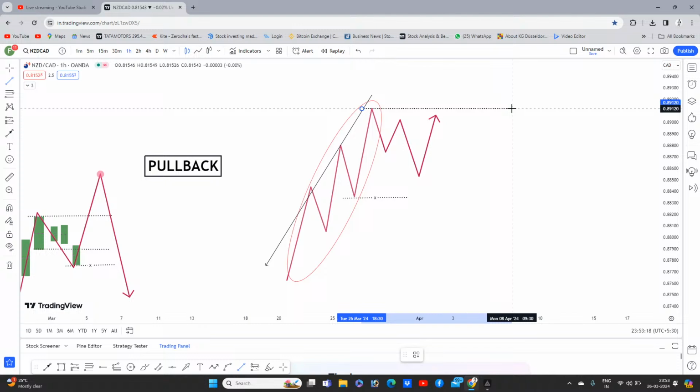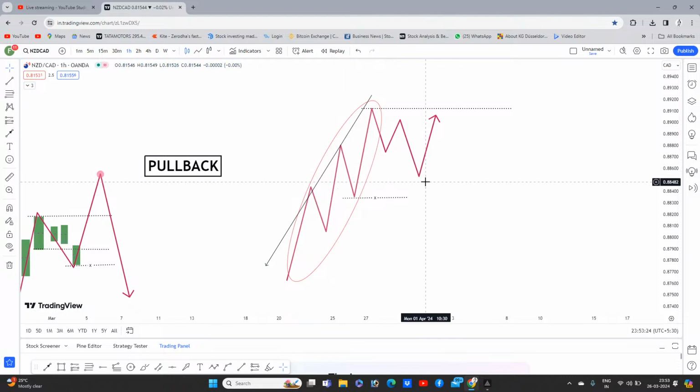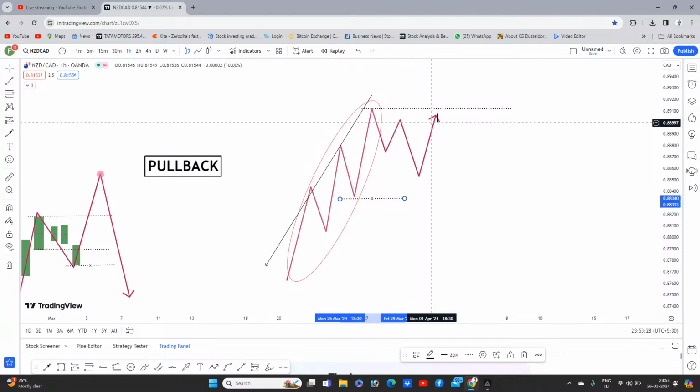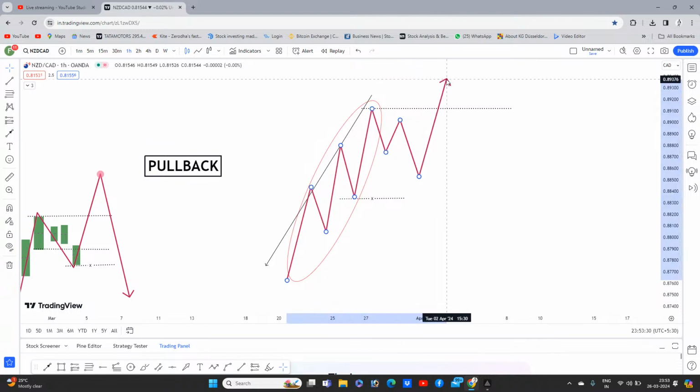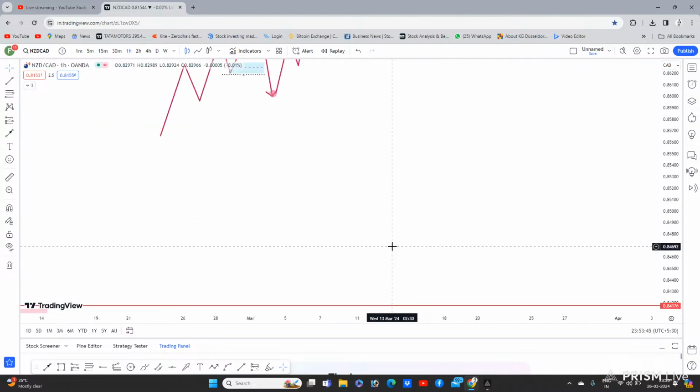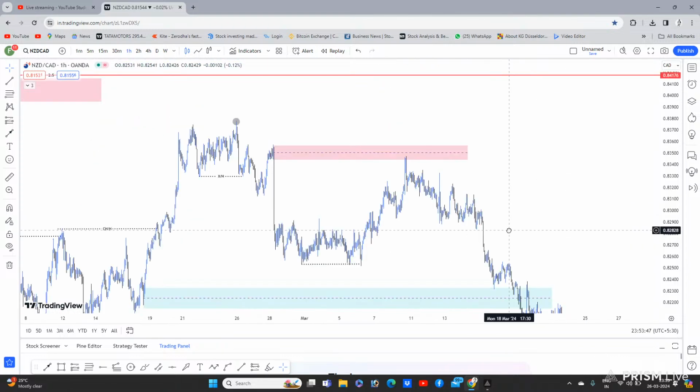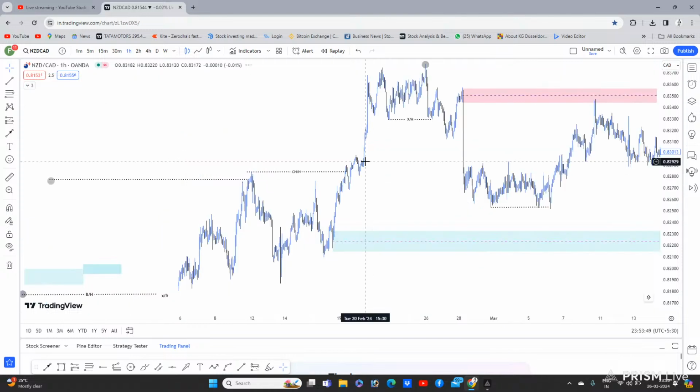Till this high is protected, till then we don't have an inducement here. We have an inducement here. But as soon as the market breaks this high, we shift our inducement in the uptrend. I'll give you an example so that you can easily spot it.